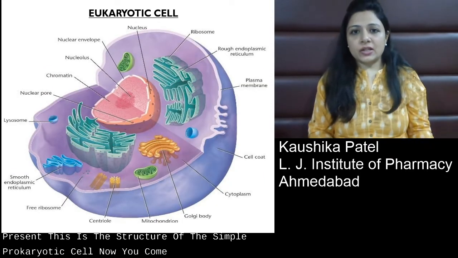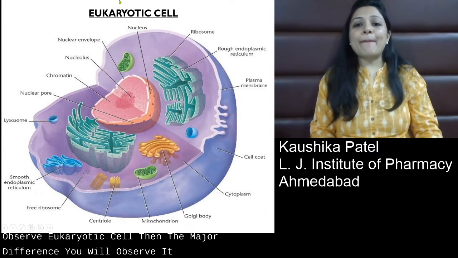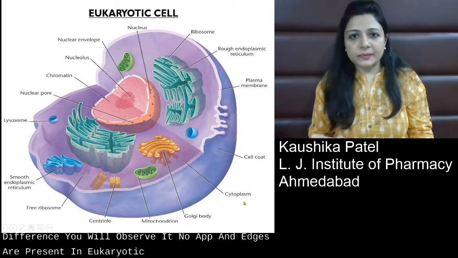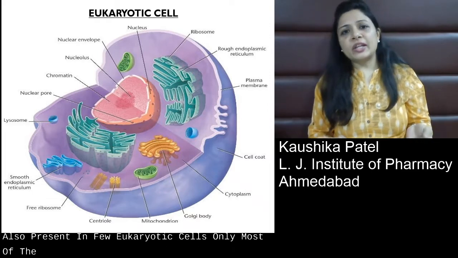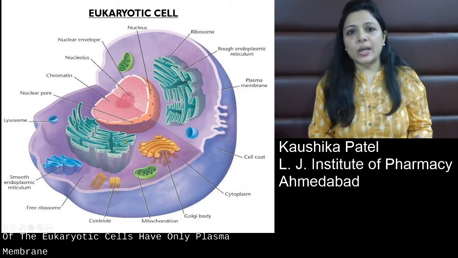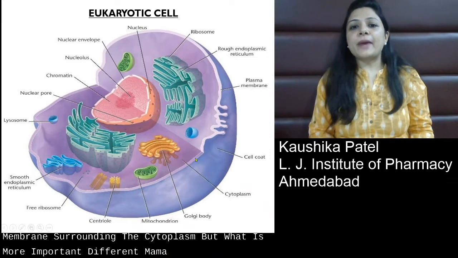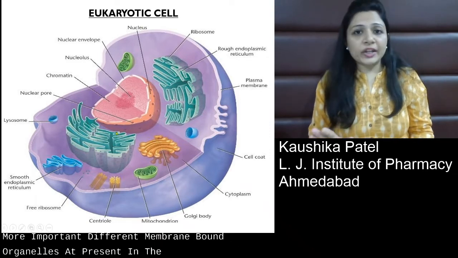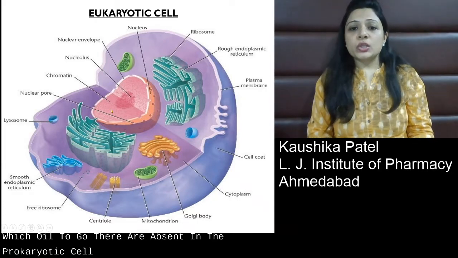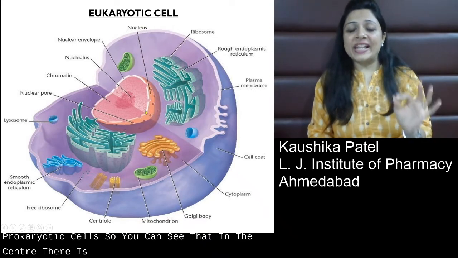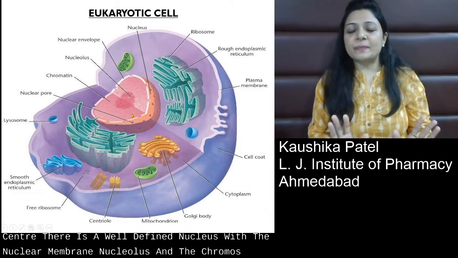Now if you compare it, or if you observe a eukaryotic cell, then the major difference you will observe is no appendages are present in eukaryotic cell. Even cell wall is present in few eukaryotic cells only. Most of the eukaryotic cells have only plasma membrane surrounding the cytoplasm. But what is more important, different membrane-bound organelles are present in the eukaryotic cell, which are altogether absent in the prokaryotic cell. So here you can see that in the center there is a well-defined nucleus with the nuclear membrane, nucleolus and the chromosomes present.